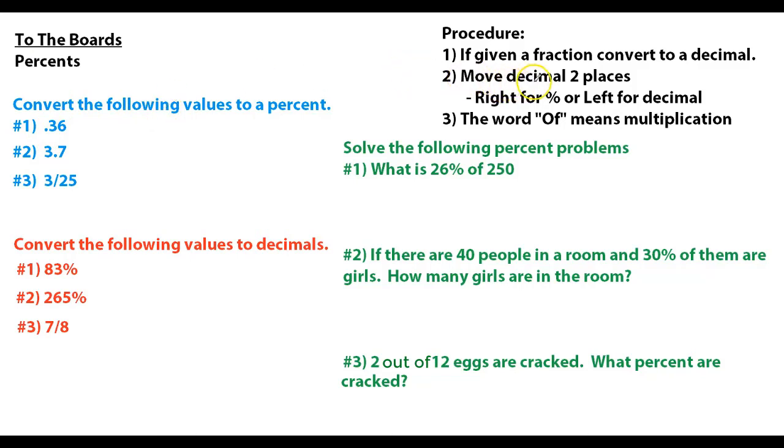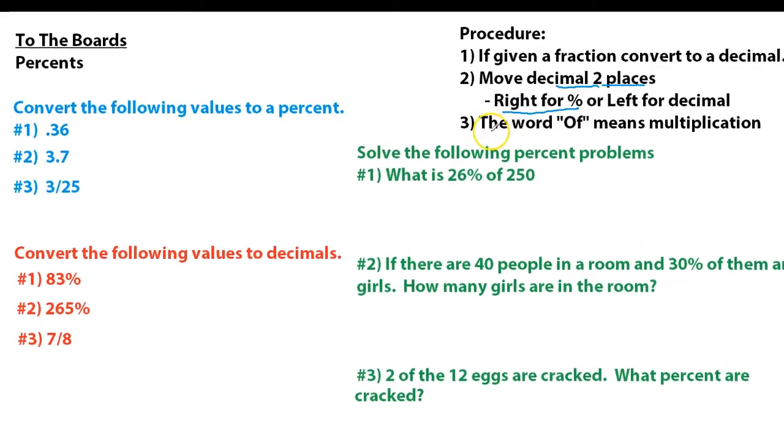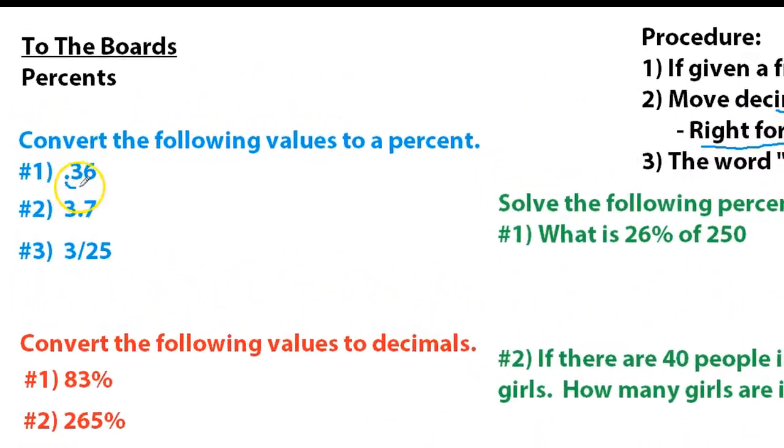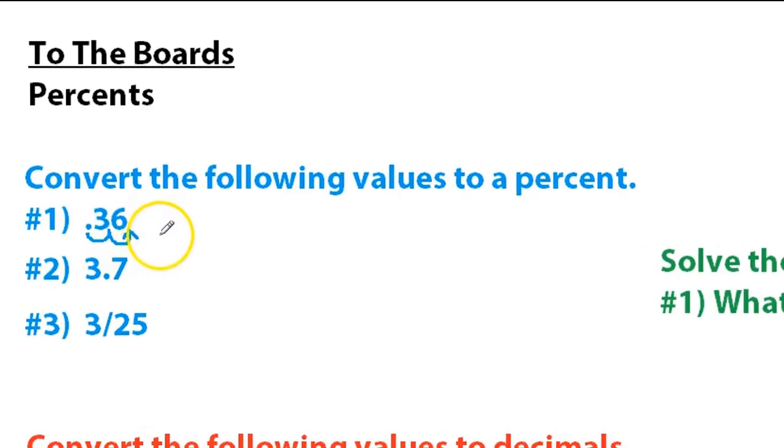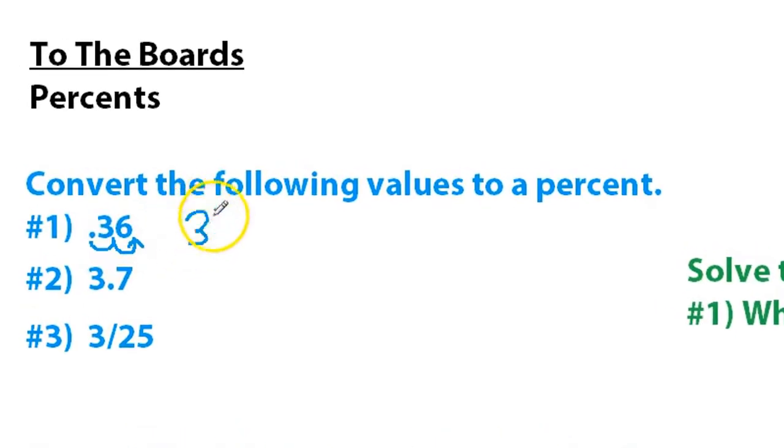Now, anytime you have a decimal, you're going to want to move it 2 places to the right to get a percent. So I'm going to take this decimal and move it 2 spots to the right. When I do that, I'm left with 36, and I'll write a percent sign.